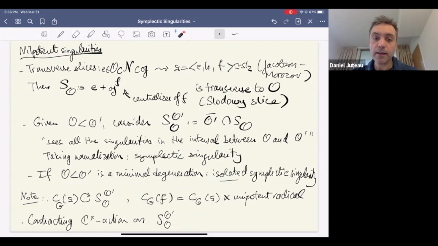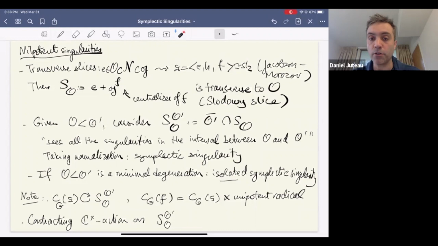And then you can construct what's called a Slodowy slice. It's an affine space in the Lie algebra centered at E, and it's E plus the centralizer of F in g. And you can see easily that this is indeed transverse to the orbit O.